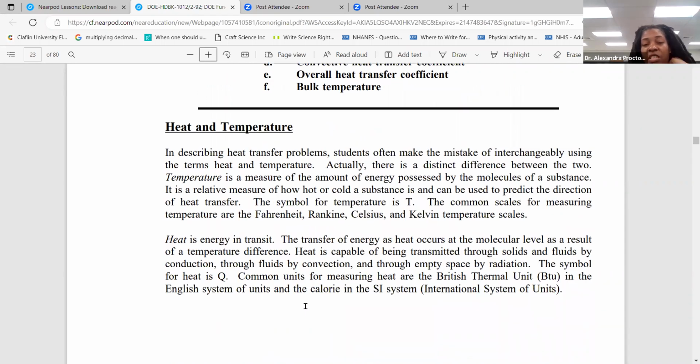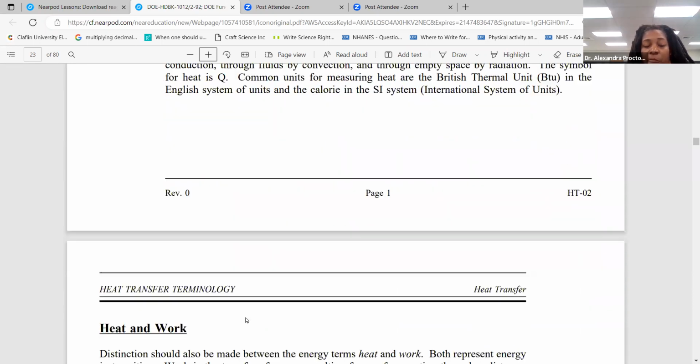Heat is energy in transit. The transfer of energy as heat occurs at the molecular level as a result of a temperature difference. So heat is capable of being transmitted through solids and fluids by conduction, through fluids by convection, and through empty space by radiation. The symbol for heat is Q. And common units for measuring heat are the British thermal unit, or BTU, in the English system of units, and the calorie in the SI system, or International System of Units.